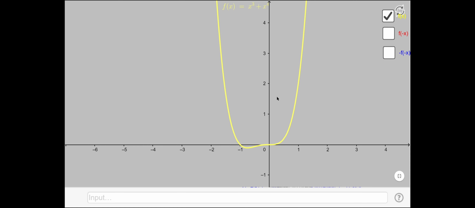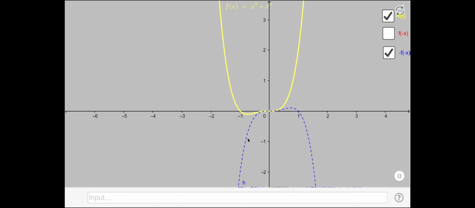This is not symmetrical about your y-axis. And when you form your f of minus x, which reflects in your y-axis, you don't get back the same thing. So you're seeing that f of x is not equal to f of minus x, so your function is not an even function. And when you form minus f of minus x, you see that the graph of minus f of minus x is not the same as f of x, and that tells you that your function x cubed plus x to the fourth is also not odd. So it's neither even nor odd.